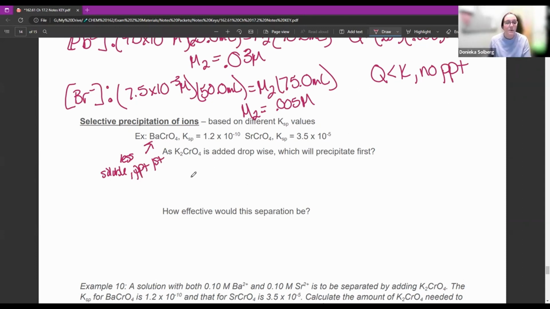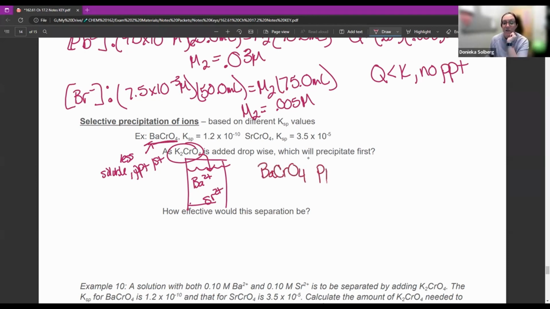Okay, so as K2CrO4 is added dropwise, which will precipitate first? So that means like I have a solution, I'm going to draw what the solution looks like. I have a solution of barium and strontium to begin with. I'm going to add this dropwise. If you start adding that in, eventually barium chromate, BaCrO4, will precipitate first. Because it has a lower Ksp, it is less soluble. So the answer to that question is that barium chromate will precipitate first.